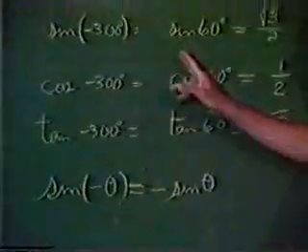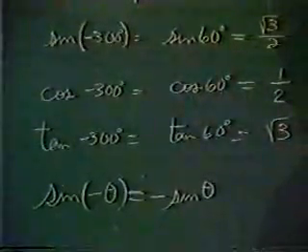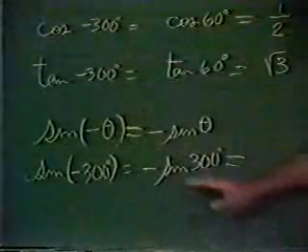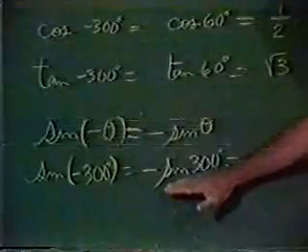This minus 300 degrees, and we'll go back and look at 300 degrees. Now, if I put the 300 degrees here, the sine of minus 300 degrees is minus the sine of 300 degrees. But what's the final answer? Look at the sine of 300 degrees. Forget about this minus now. The sine of 300 degrees.